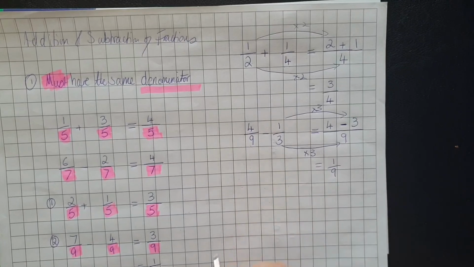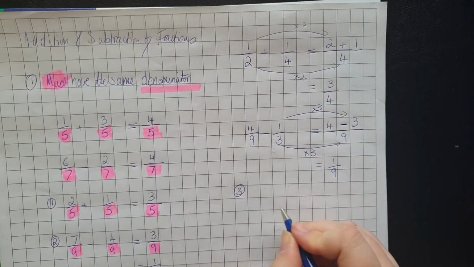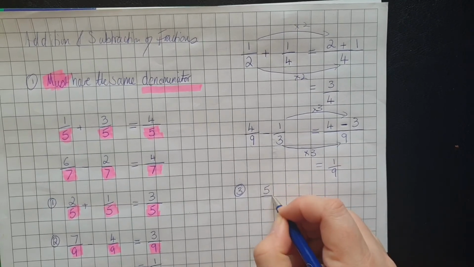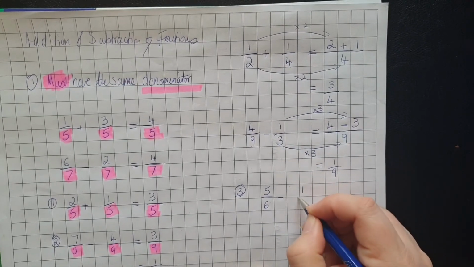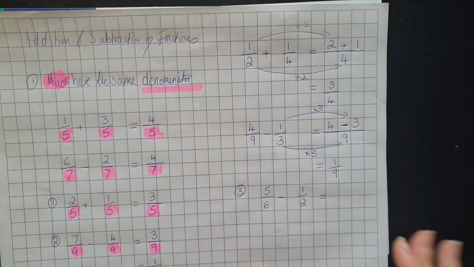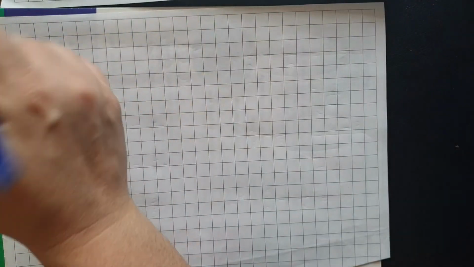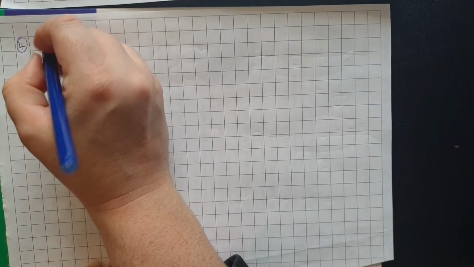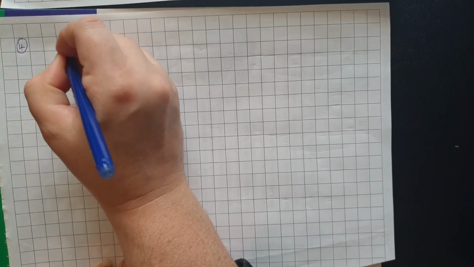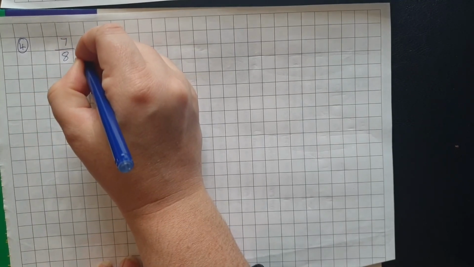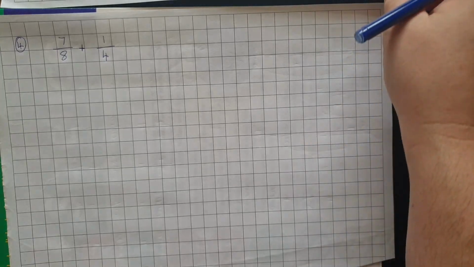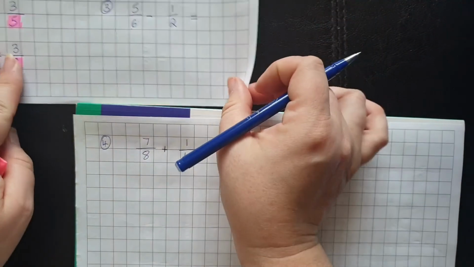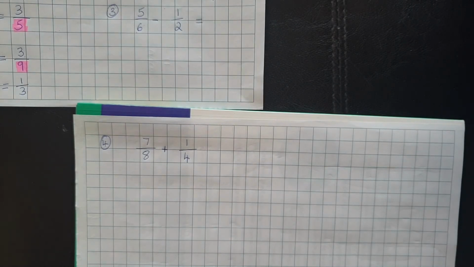So we'll want question number 3. Let's have 5/6 minus 1/2 and 7/8 plus 1/4. Again, pause the video and then check back in.